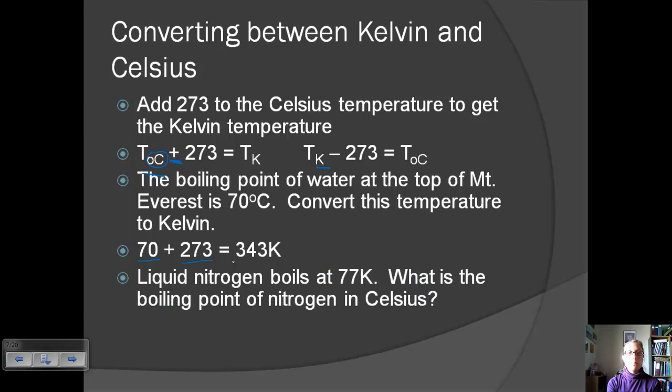Okay, let's look at another example. Liquid nitrogen boils at 77 Kelvin. What is the boiling point of nitrogen in Celsius? And so we know if we want to go from Kelvin to Celsius, we have to subtract 273. So we take our 77 Kelvin minus 273, and it gives us negative 196 Celsius.